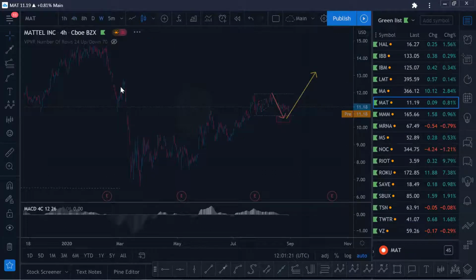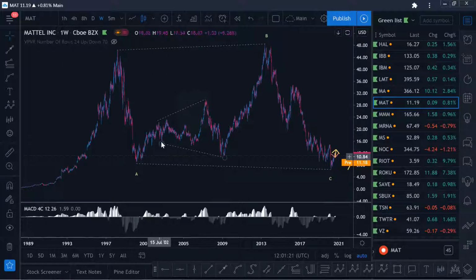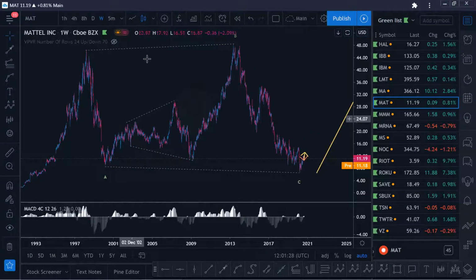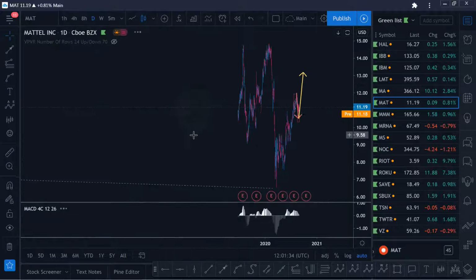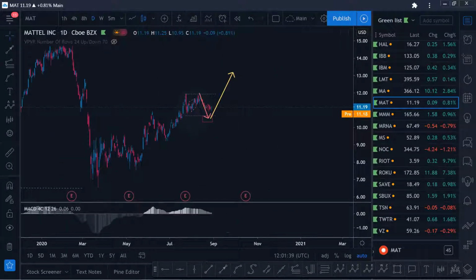Mattel, again, very similar to DuPont. We speak about this pretty much every week. Nice, really clean corrective price structure on the highest time frames, on the weeklies, even on the monthlies. You'll see this is a very clean structure. We've seen a nice turn off the lows. Not very impulsive, but not too bad at all.